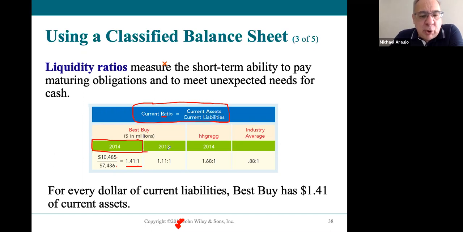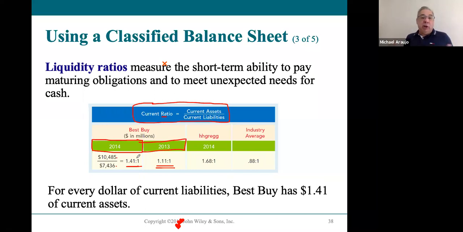Now, compared to its current ratio from the previous year, 2013, where they only had $1.11 of current assets to cover every dollar of current liabilities, that's improved. They have more current assets available to cover their current debt. So we would say that their liquidity has improved from 2013 to 2014 because they simply have more current assets to cover their current liabilities.